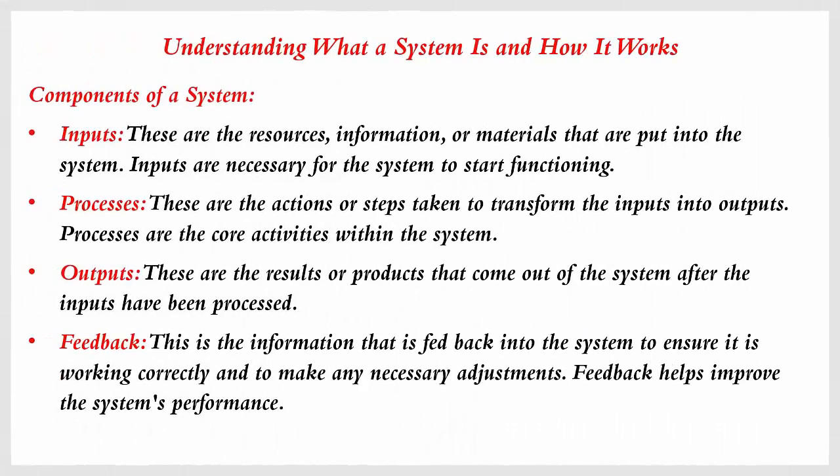Components of a system. 1. Inputs. These are the resources, information, or materials that are put into the system. Inputs are necessary for the system to start functioning. 2. Processes. These are the actions or steps taken to transform the inputs into outputs. Processes are the core activities within the system. 3. Outputs. These are the results or products that come out of the system after the inputs have been processed. 4. Feedback. This is the information that is fed back into the system to ensure it is working correctly and to make any necessary adjustments. Feedback helps improve the system's performance.